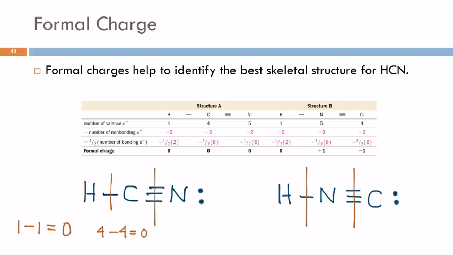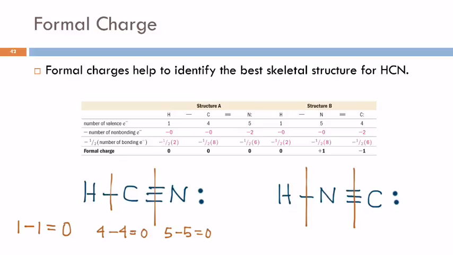Then we look at nitrogen. Nitrogen atoms have how many valence electrons? 5. How many electrons does it own? 5. There's 2 here, and half of those bonds, 1, 2, 3. All the formal charges are 0. That's probably the winner. Let's look at this other one.